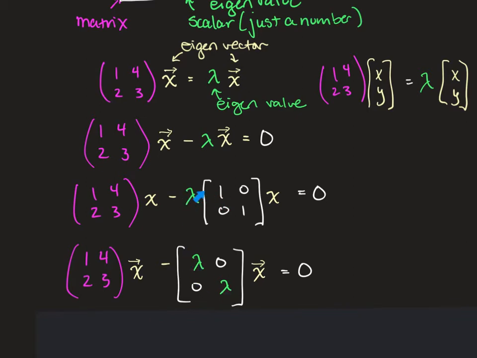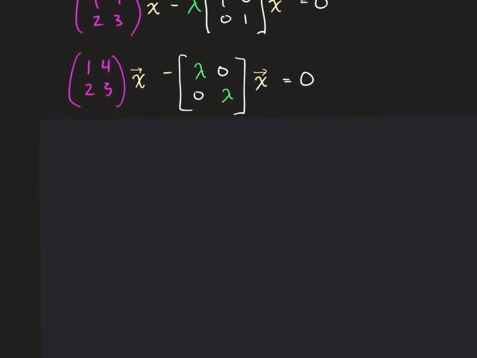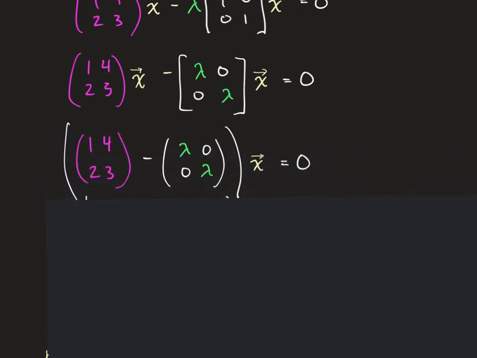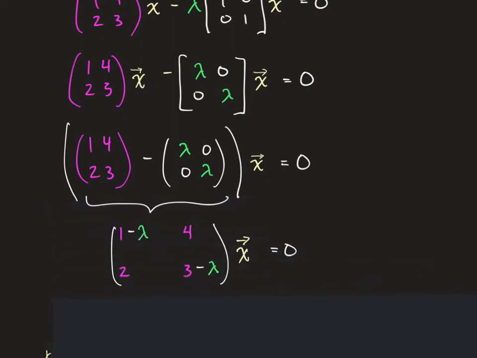This is just scalar multiplication. Now I've got a matrix, and they can talk to each other. That's good. We want that. So I'm going to factor out the vector x. So now I just have two matrices. I can combine them just using subtraction. So here's me combining them using subtraction.